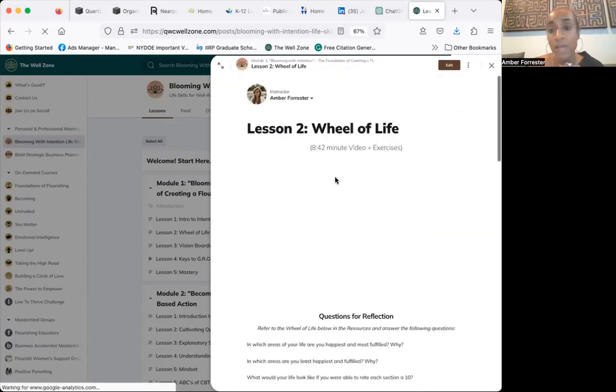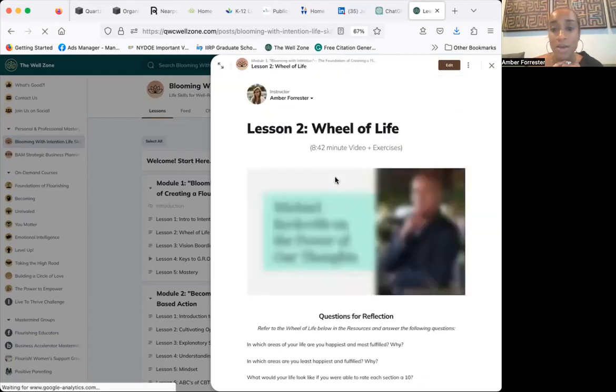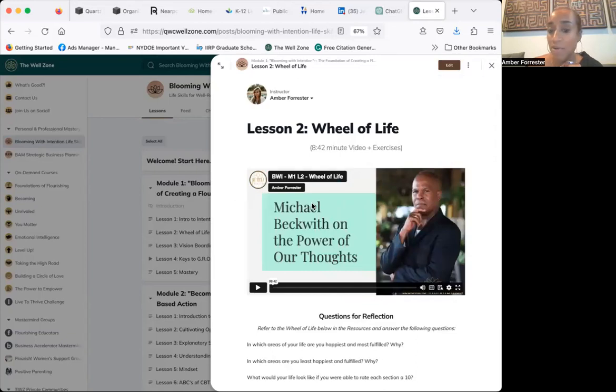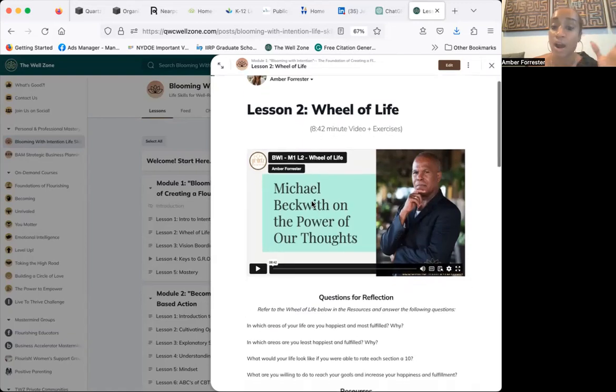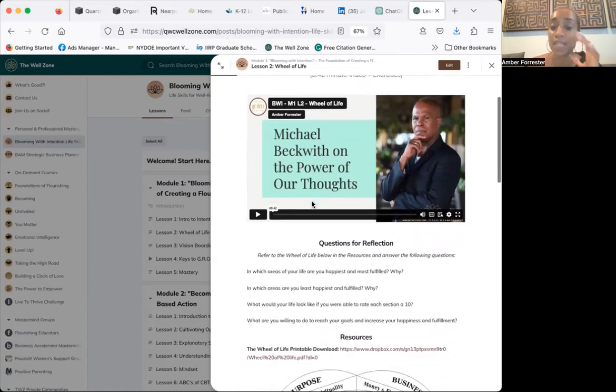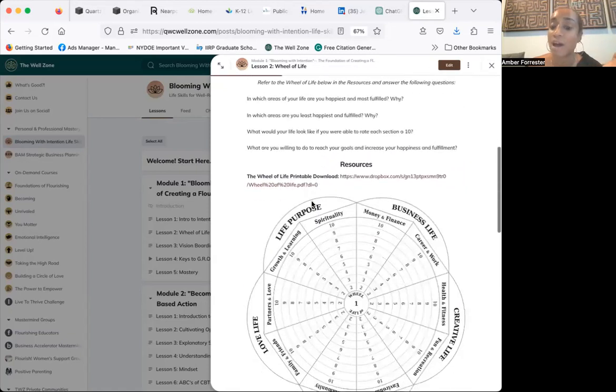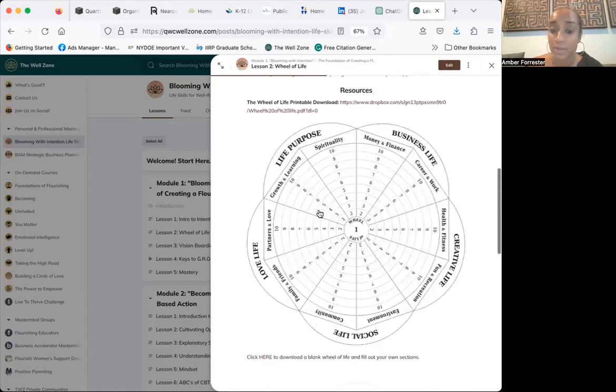So this is the Wheel of Life. As a coach, this is one of my favorite practices to start out with. So I have clients do the Wheel of Life so that they can take a holistic look at their life and identify where they are and where they'd like to be. And then I ask them the powerful question of, now, how do we get there? So this is an example of the Wheel of Life.